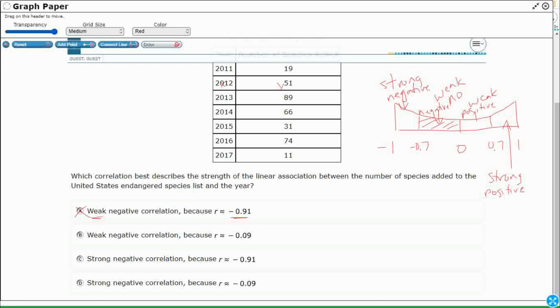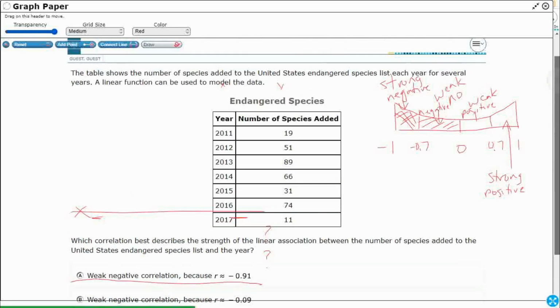Weak negative 0.09, that's a possibility. Strong negative 0.91, yep, that's going to fit right here. So that's a possibility. Strong negative 0.09, that fits in that weak area. All right, so we've eliminated A and D just because we remembered the difference between a strong and a weak correlation.